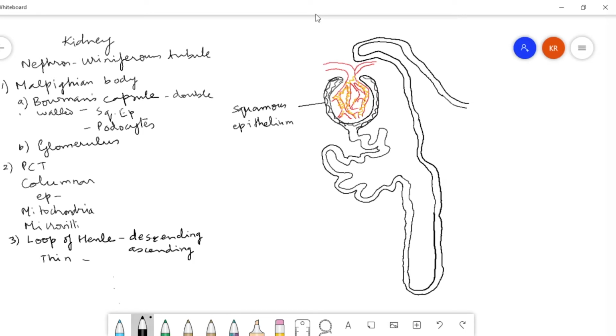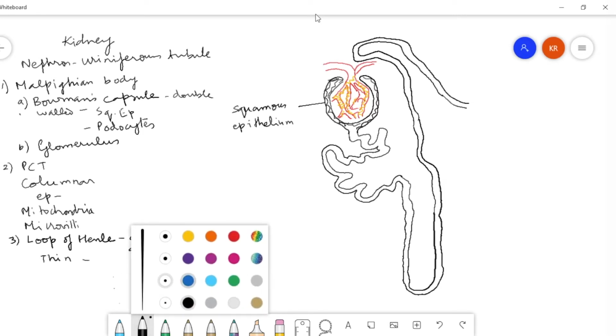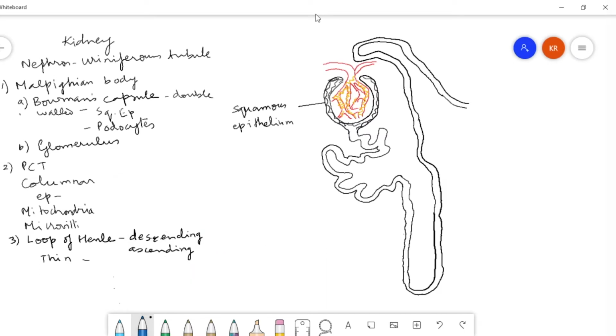So where is actually the loop of Henle? Let me point out. The loop of Henle is somewhere from here. This part is the loop of Henle. See, this much part is the loop of Henle. If the nephron is going right into the medulla, then this part is longer. If it is only restricted to the cortex, then this part is shorter. So the loop of Henle is a thin tube. It is made up of two parts, a descending and an ascending limb.